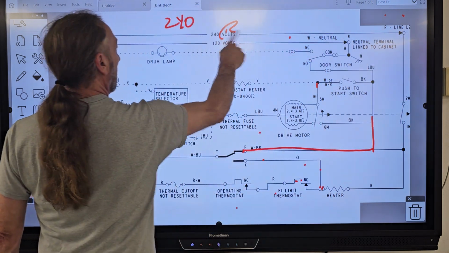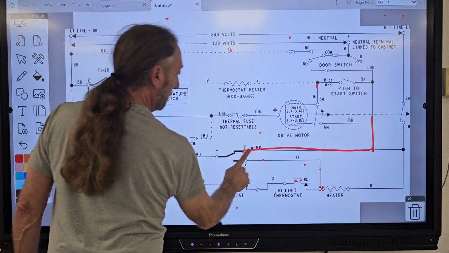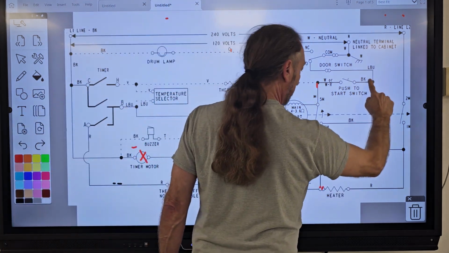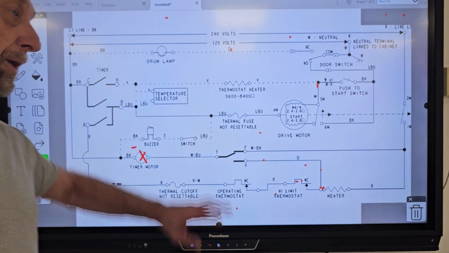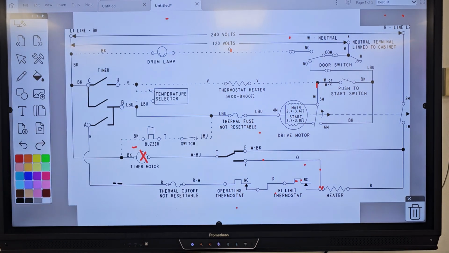So, let's look at problem number 2. What is problem number 2? The dryer doesn't run at all. I'm not gonna go just so you can read it, but the dryer doesn't run.